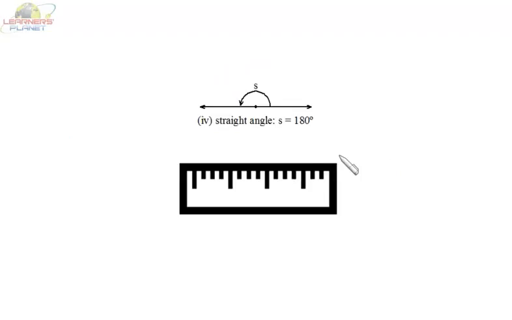And this is the straight angle, that is 180 degree. That means an angle formed on a straight line is 180 degree. This is a ruler. Any angle on this ruler is 180 degree.